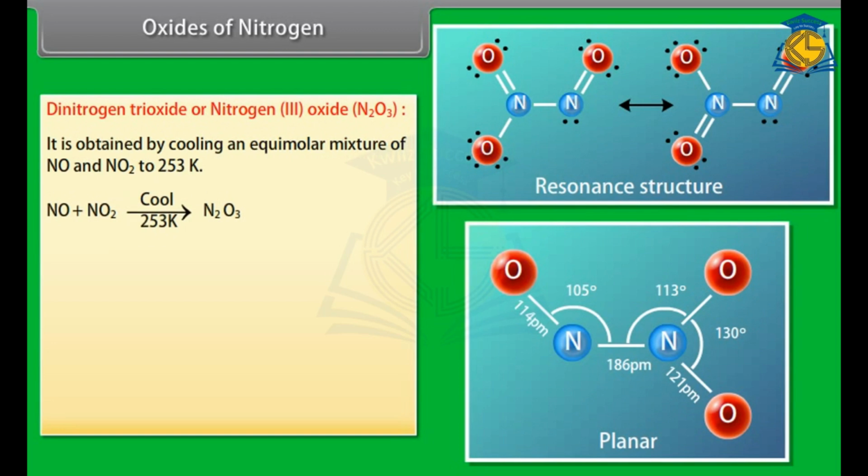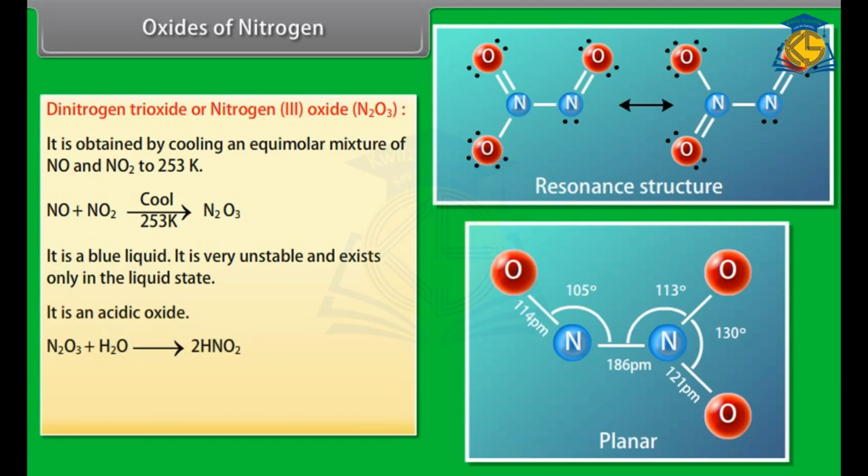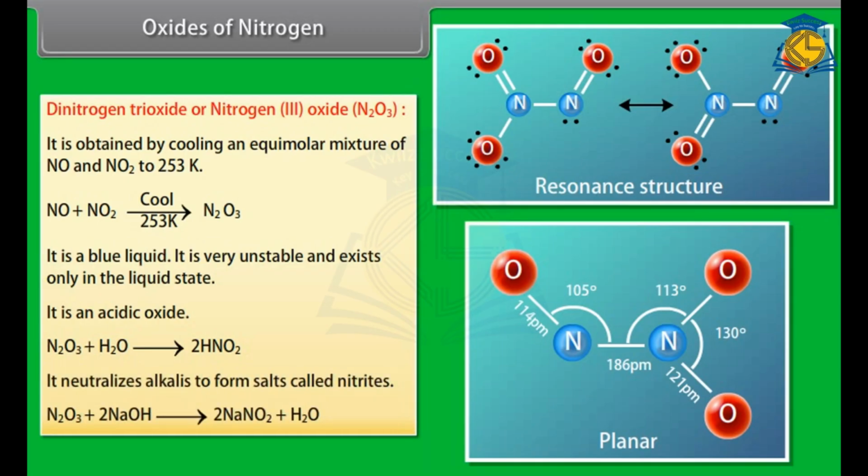It is obtained by cooling an equimolar mixture of NO and NO2 to 253 Kelvin. It is a blue liquid. It is very unstable and exists only in the liquid state. It is an acidic oxide. It neutralizes alkalis to form salts called nitrites.